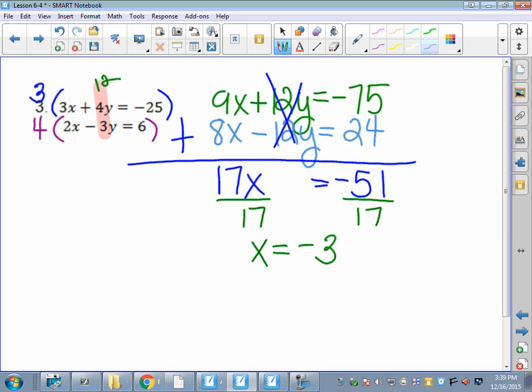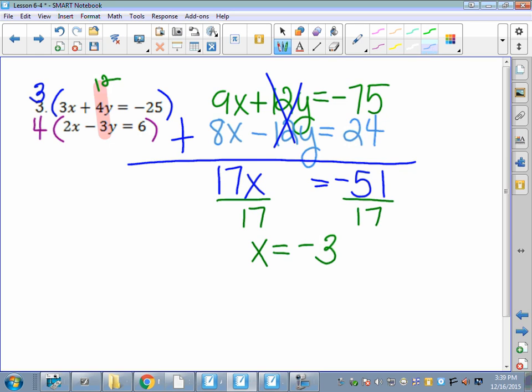We're not done. We want to make sure that we get the y as well. Which equation would you go back to solve for y? Does it matter, first of all? Doesn't matter which one you pick. I'm going to pick the second one this time because I haven't picked the second one and because the first one has a negative 25 in it. I don't want to do that.